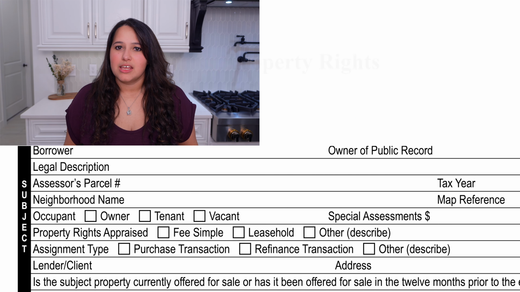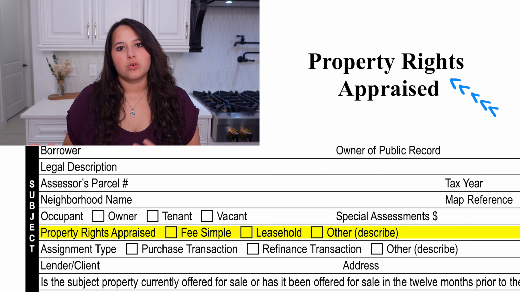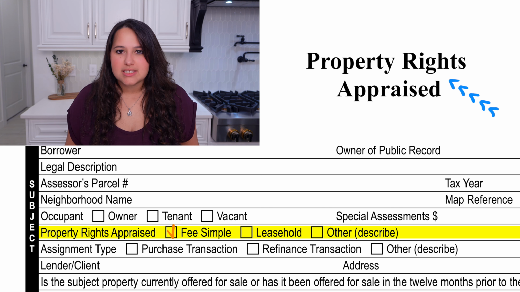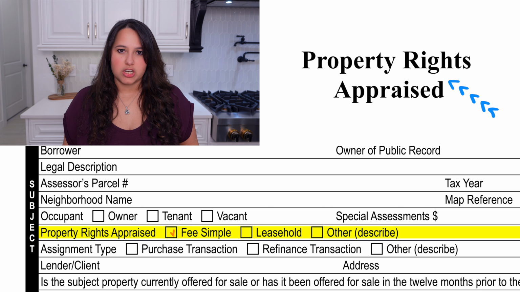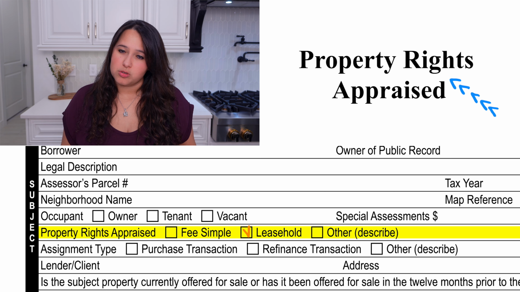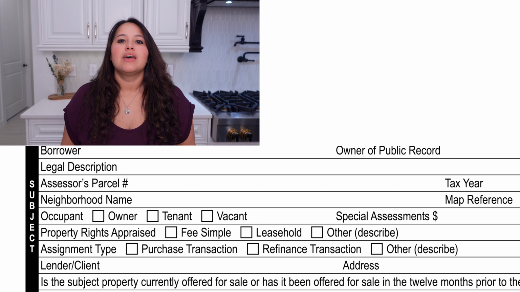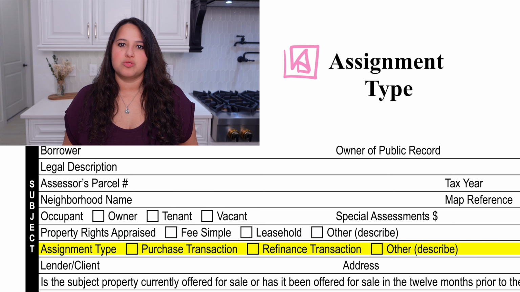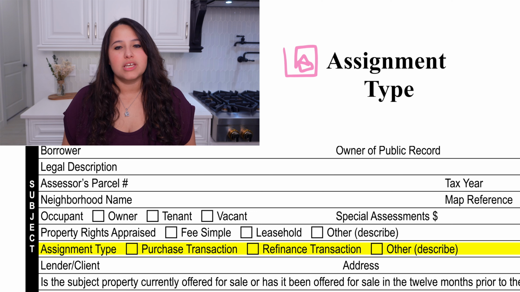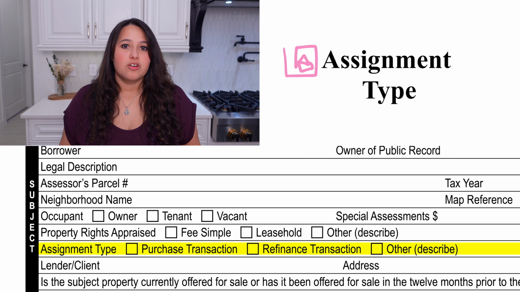The next line is property rights, which is either fee simple or leasehold. If it's fee simple, that means that the owner owns both the land and the structure. If it is leasehold, that means that the land is owned by someone else. Then we have assignment type, and that just refers to whether the report is being completed for a purchase, a refinance, or for some other type of loan.